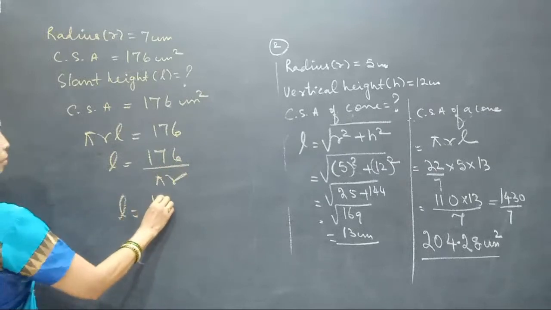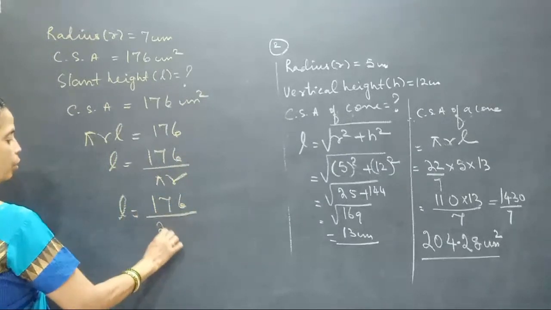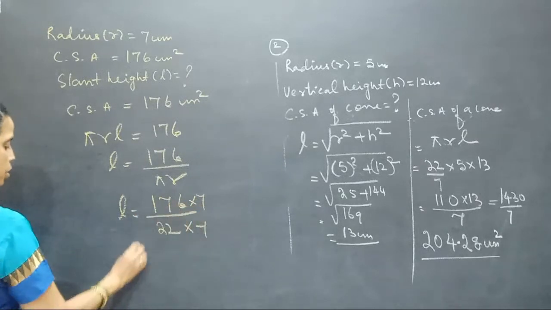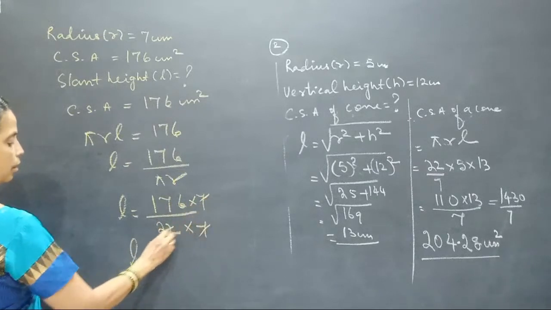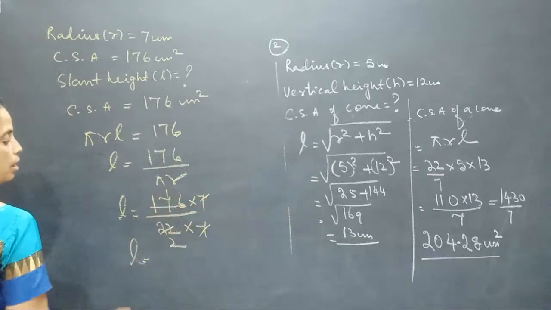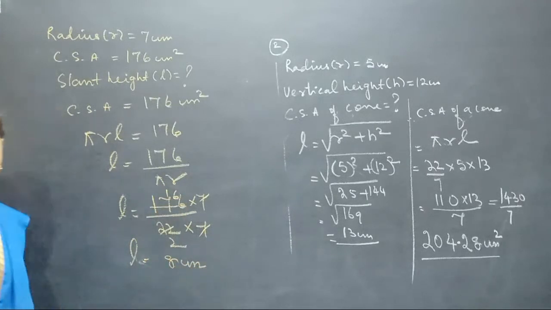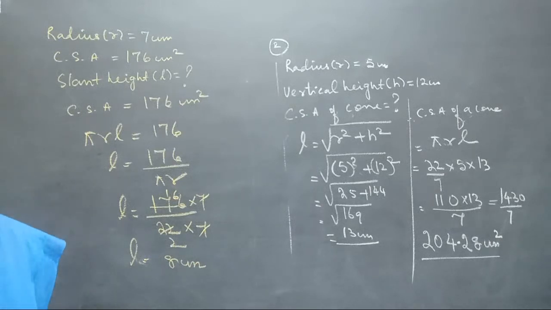L equals 176 by 22 by 7 into 7. Please cancel this. 11 twos are 22, 11 ones are 11, 11 sixes are 66. L equals 8 centimeter. So at the end you write, therefore slant height equals 8 centimeter.